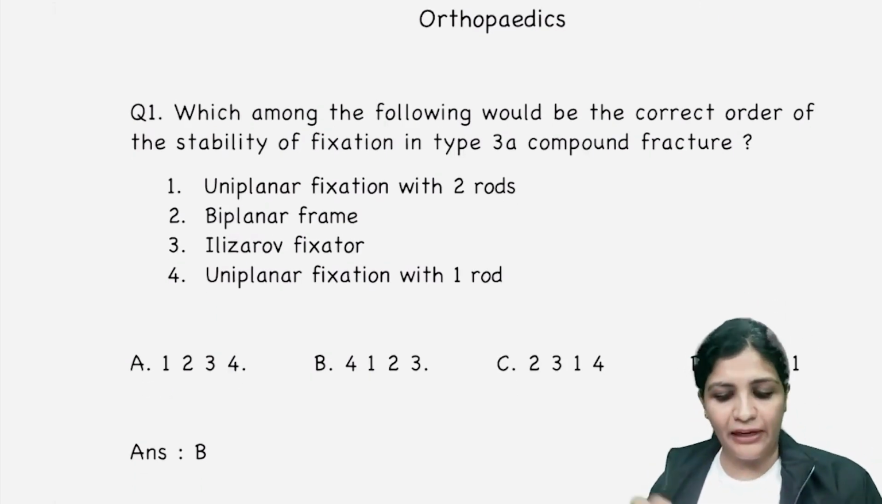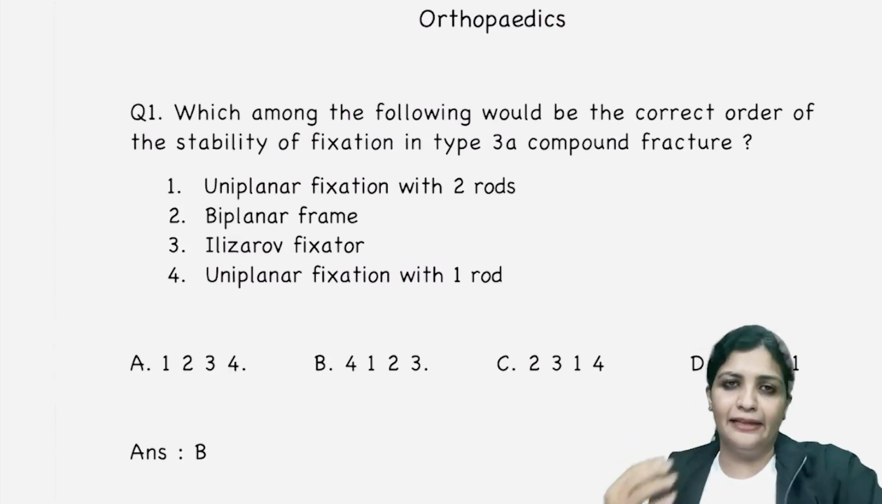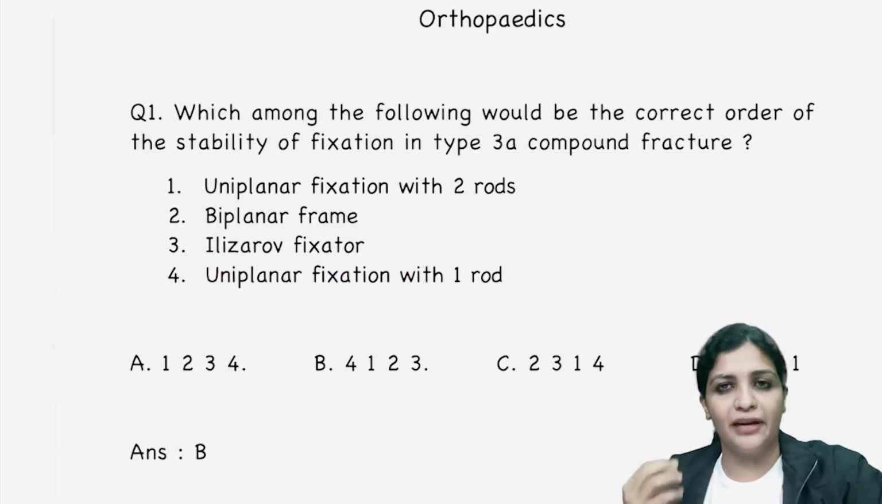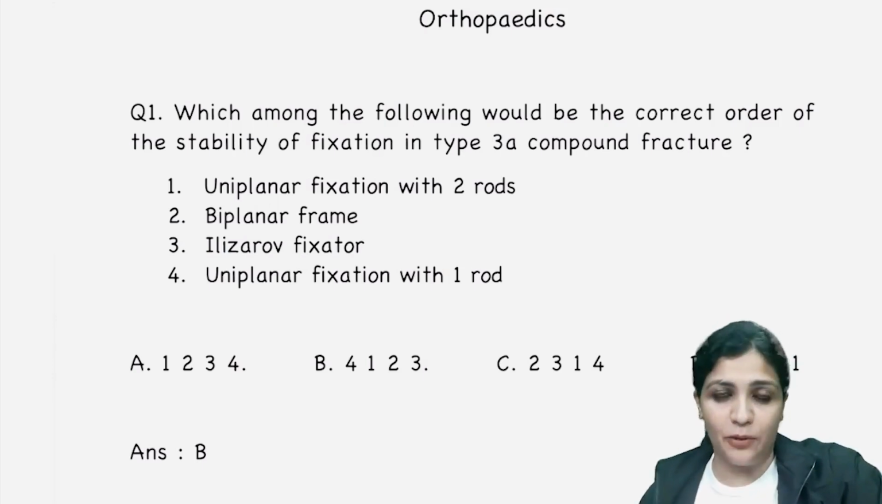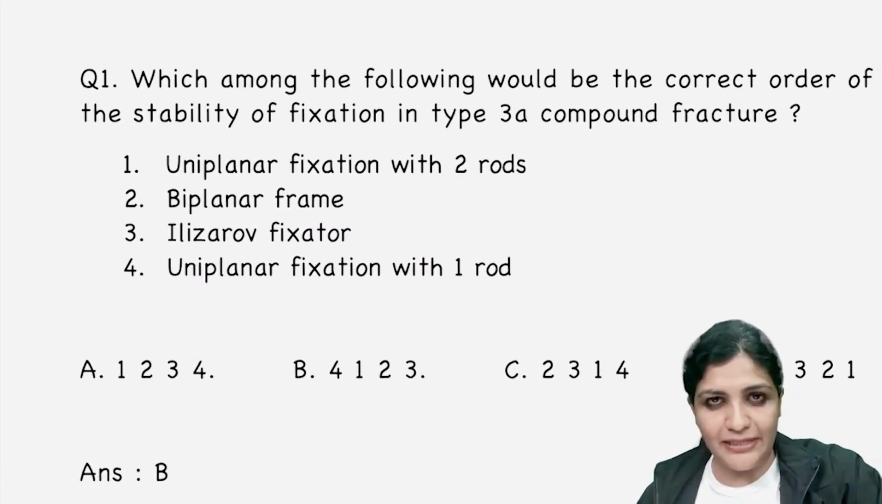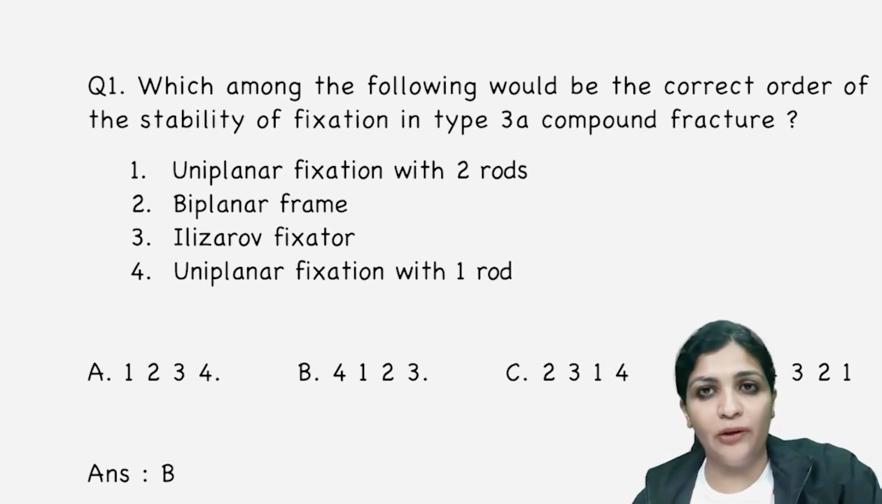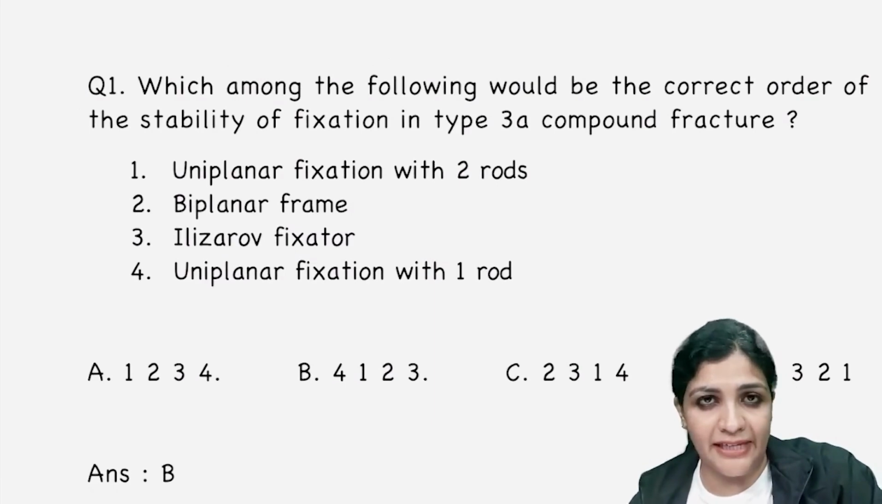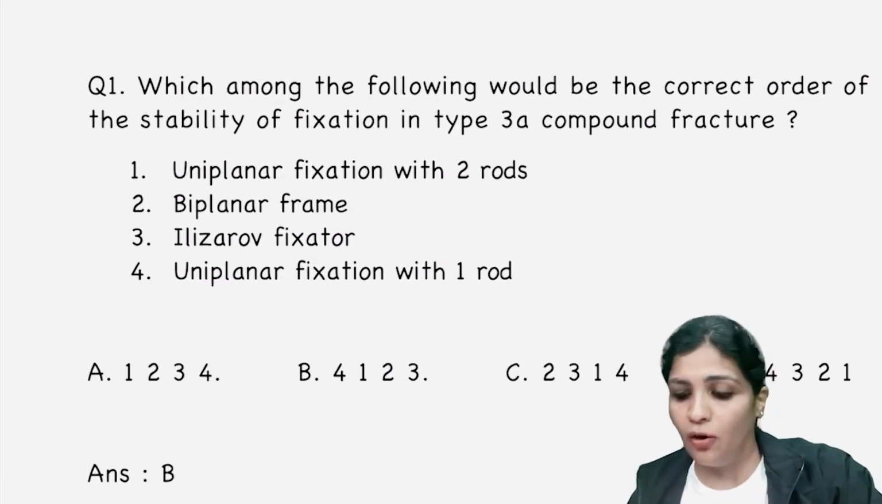So everything is hidden inside the question itself. So first we'll read the question. We'll try to attempt the question, and then we'll understand what is important from that question from the exam point of view. Right. So now first let's try to answer this question. Which among the following would be the correct order of the stability of fixation in type 3A compound fracture?